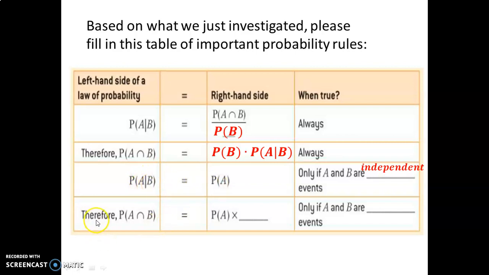All right, how about this one? Therefore, probability of A intersection B equals what? Well, it's just those two multiplied. The intersection is those two multiplied if we have independent events. Again, only if we have independent events. Whereas this one you can use always. This one only occurs when we have independent events.